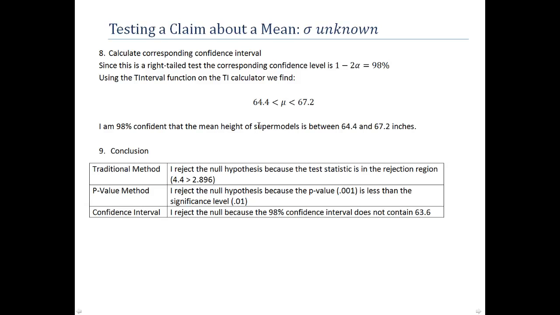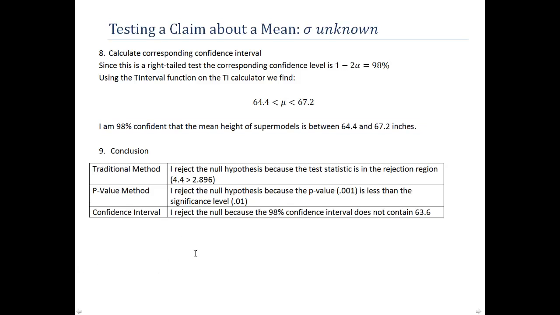All right, let's calculate the corresponding confidence interval. Now, this is a right tail test, so my corresponding confidence level is 1 minus 2 alpha. Remember, in this case, I have to do 1 minus 2 alpha, so that's going to be 98%. We calculated confidence intervals back in Chapter 7, so I won't review that here. I'll just remind you, you can use your t-interval function on your calculator, and you'll come up with a 98% confidence interval that looks like this. And we would write our statement in this manner. I am 98% confident that the mean height of supermodels is between 64.4 and 67.2 inches.